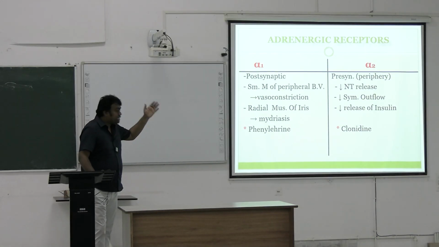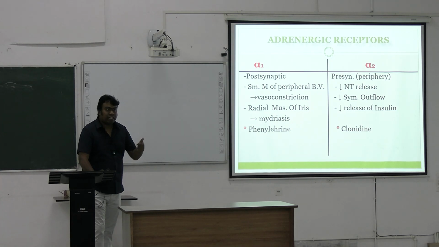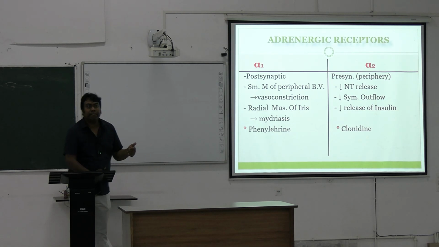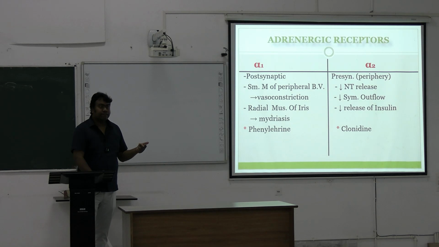Alpha 2 is present in the presynaptic region, specifically in the CNS, and causes reduced release of neurotransmitter. What is the neurotransmitter for the autonomic nervous system? Acetylcholine. Anything else? Adrenaline. Anything else? GABA. For the adrenergic system, the neurotransmitter is noradrenaline, not acetylcholine, not adrenaline, not GABA.